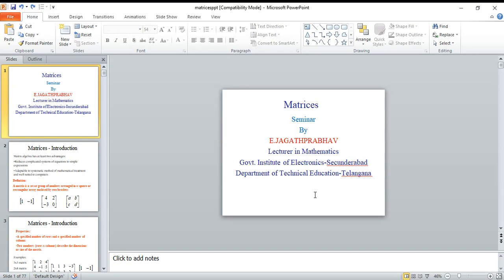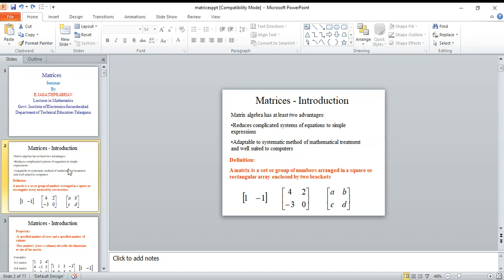Today we are going to discuss matrices. Before going to matrices, the advantages of matrices. Matrix algebra has at least two advantages. First, it reduces a complicated system of equations to a simple expression, and second, it is adaptable to a systematic method of mathematical treatment and well suited to computers.